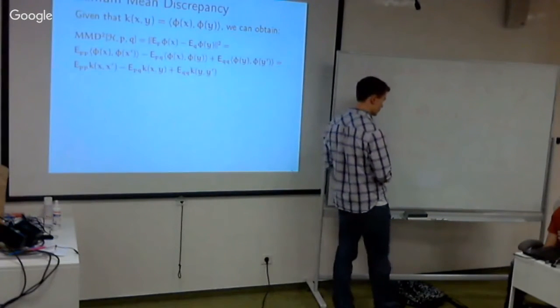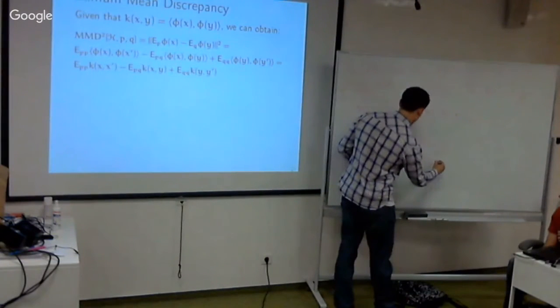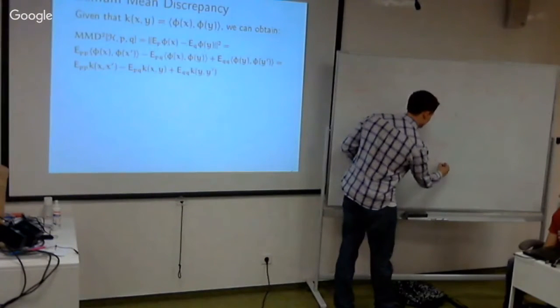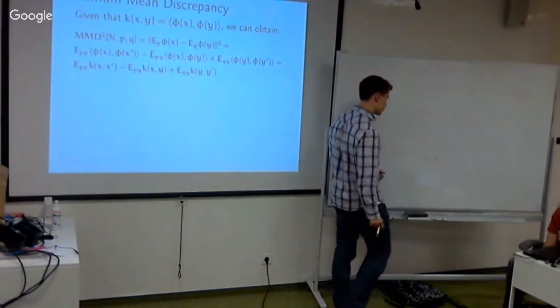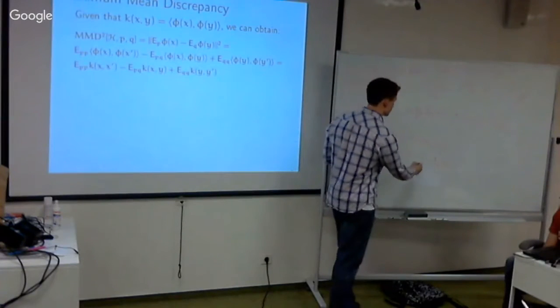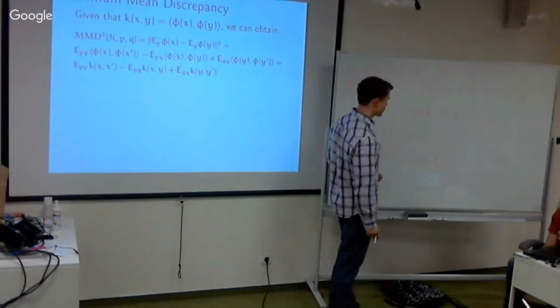Phi of y, expectation. Sorry, phi of x. No, there x is fixed here, and the variable is the first argument. And the distribution p is defined with respect to the first argument. Yes, something like this.